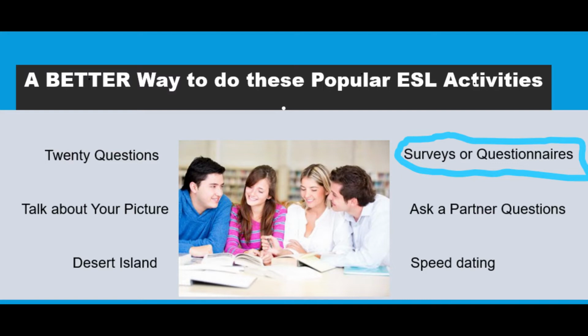A fairly well-known activity in ESL classes is having students do surveys or questionnaires. It's a way to get students up and moving around and talking to each other. I recently had a conversation about this with a colleague about the traditional way and a better way to do this activity.